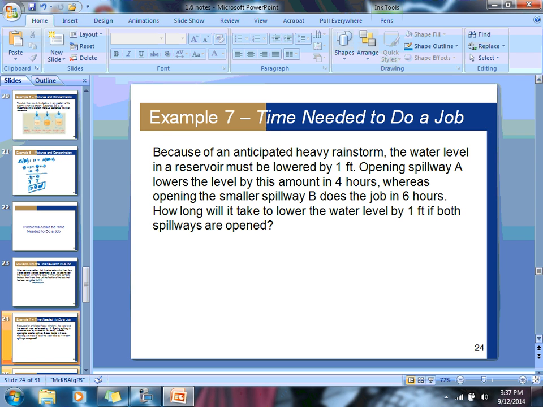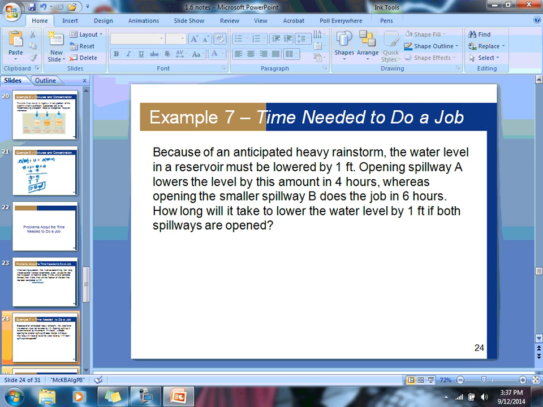Because of an anticipated heavy rainstorm, the water level in a reservoir must be lowered by 1 foot. Opening spillway A lowers the level by this amount in 4 hours, whereas opening the smaller spillway B does the job in 6 hours. How long will it take to lower the water level by 1 foot if both of the spillways are opened?